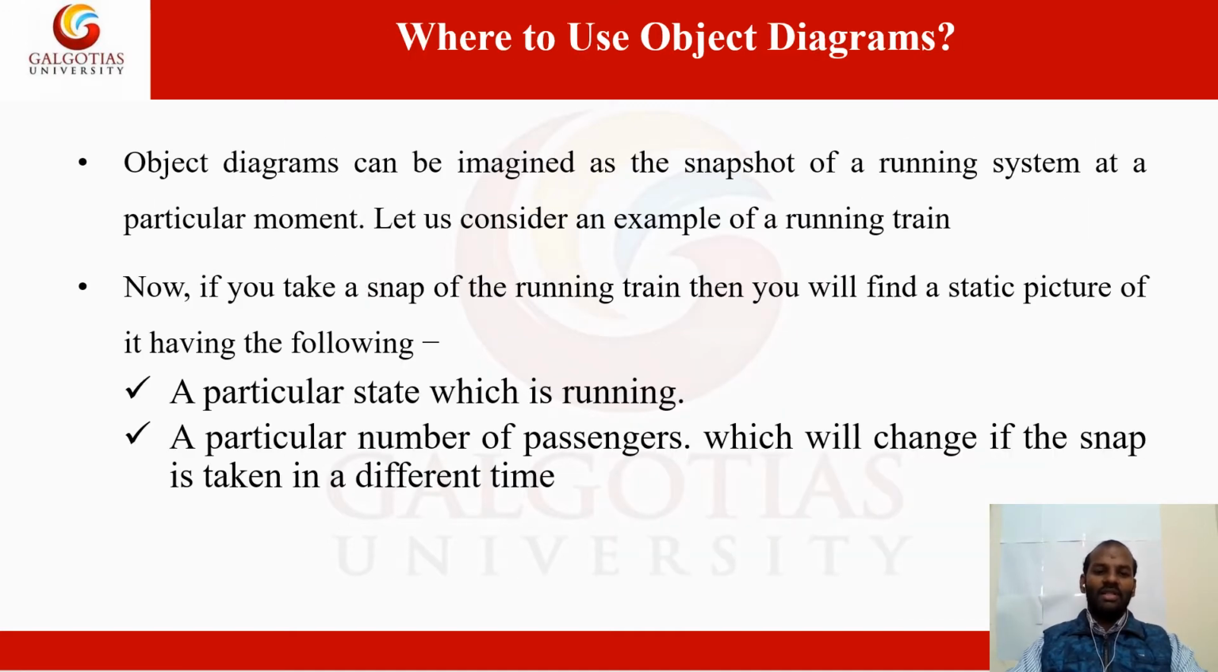So where to use this object diagram? This is another very important parameter. Object diagrams can be imagined as a snapshot of a running system at a particular moment. Let us consider the example of a running train. Whenever a train is running, a number of new things are getting created. If you take a snap of the running train, you will find a static picture, right? It has two things: a particular state which is running, and a particular number of passengers, which will change if the snap is taken at a different time. So this is a very good example of where to use the object diagram.